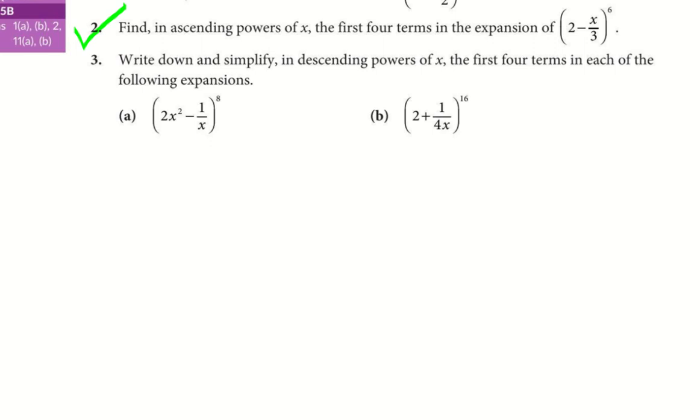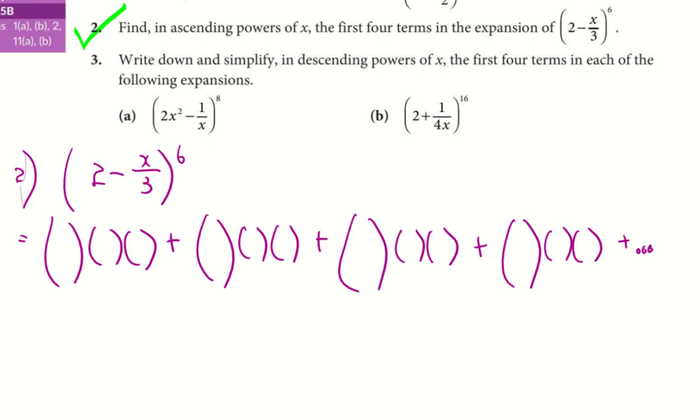Okay, in this question 2, they only want the first 4 terms. So I only draw 4 sets of brackets. And take note, it's an ascending power of x, so I start from the smallest power 0 for x. So draw 4 sets of brackets, fill in the blank.